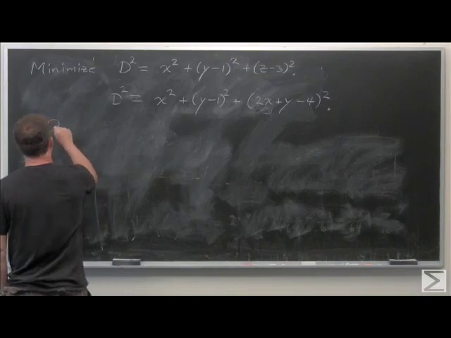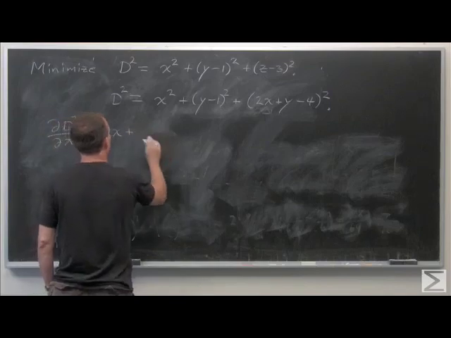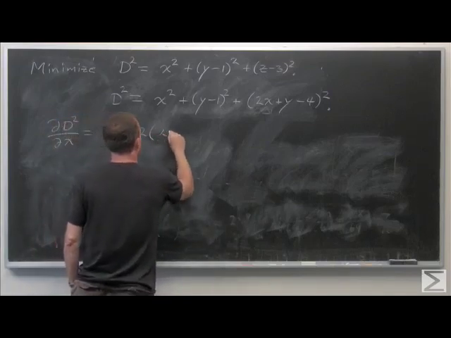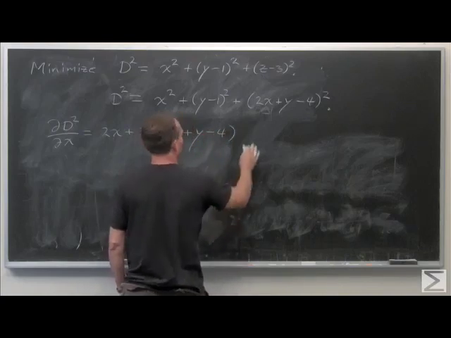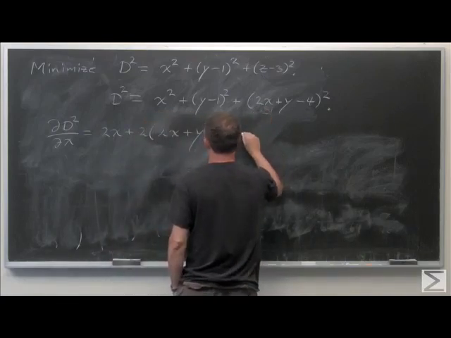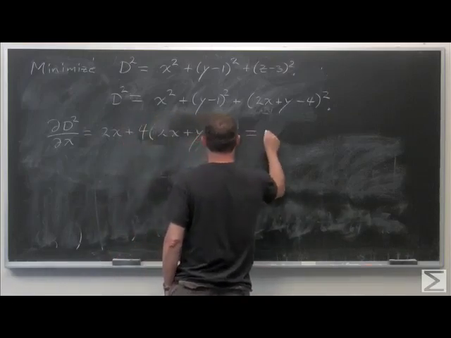So now you take the partial derivative with respect to x. That is 2x plus 2 times 2x plus y minus 4, and then by the chain rule, times an extra 2. Maybe I'll multiply that right here. So we get this. We're going to set this equal to 0.